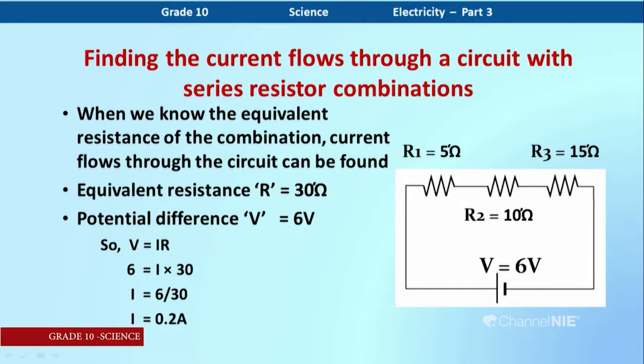R equals 30. Right? If we know the potential difference of the circuit, here it is given as 6 volt, the total potential difference, then when we know both, it is possible to find the total current through the circuit. Total current is represented by the capital letter I. This is how we find the total current flow. For this, we can use the V equals IR equation, children. When we know both V and R, it is easy to find I using the formula.